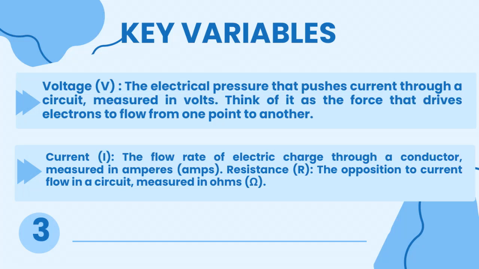All right, let's take a closer look at some of the key variables in electrical circuits. First up, we have voltage, which is often called electrical pressure. Think of it as the force that pushes electrons through a circuit. The unit for this is volts, and it's what drives the current to flow from one point to another. Without sufficient voltage, the current can't move effectively. Understanding voltage helps us grasp how circuits operate and how to control the flow of electricity. This concept ties directly into the overall theme of how electricity moves and interacts within a circuit.